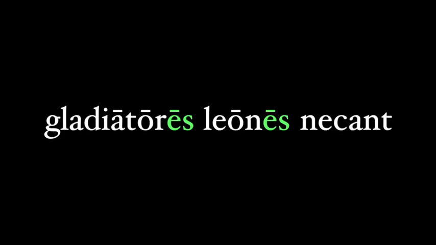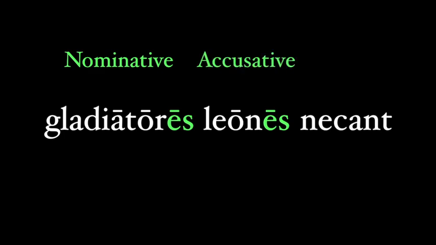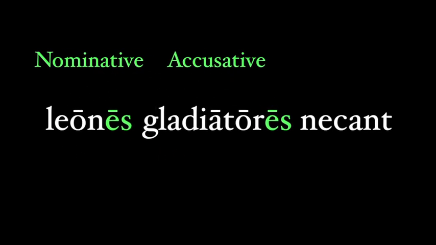But if we go back to our gladiator sentence, we have an issue. The ending of gladiatores is identical to that of leones, and neither is obviously accusative or nominative. So here, we, and the Romans, had to rely on traditional word order. So the nominative, the doer of the verb, comes first, and the accusative, the receiver of the action, comes next. With gladiatores leones necant, it's evident from the word order that the gladiators are coming out on top. But if the lions should win, the sentence would have to change to leones gladiatores necant.